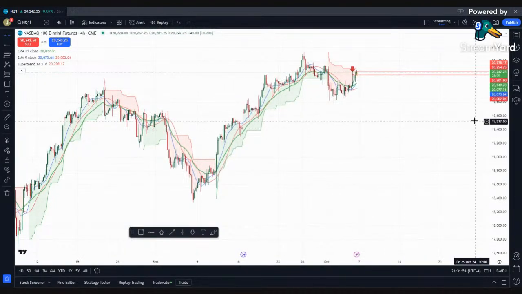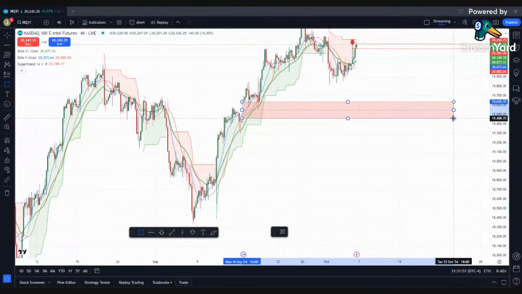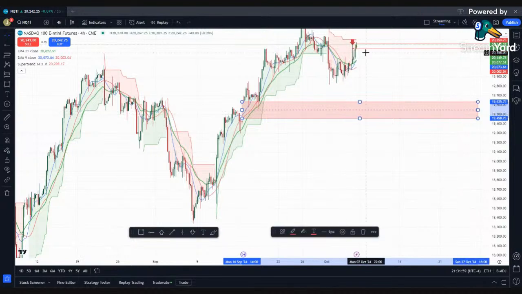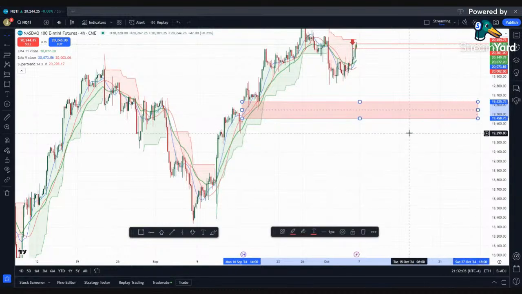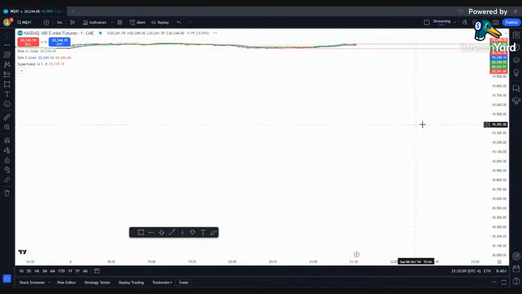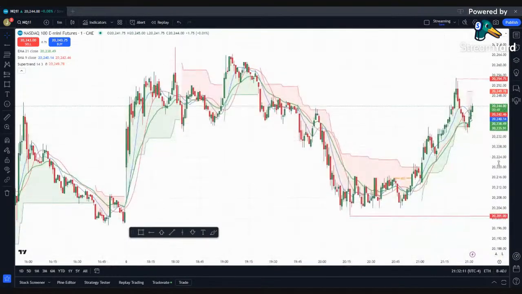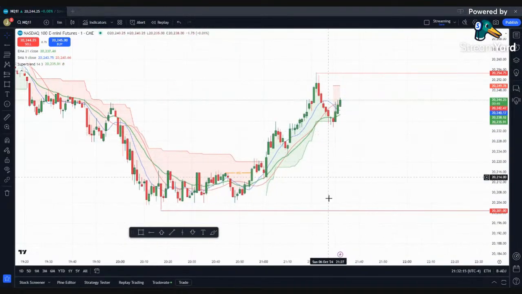Maybe we have this. You see this volume imbalance here. The price will fill this, maybe this week, but I'm just speculating. Don't take me. I'm not really an expert, but what I can tell you is just follow this strategy and you will have a good profit.